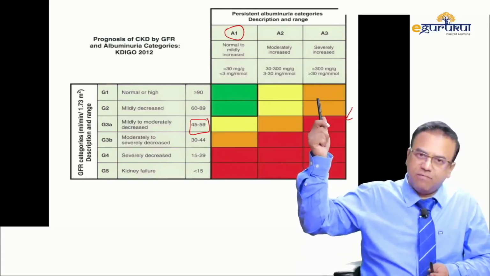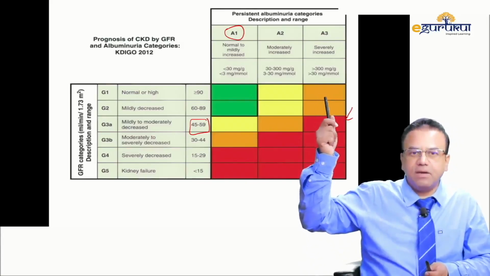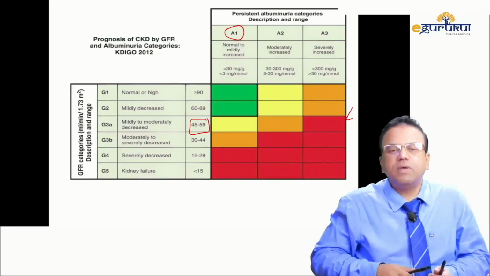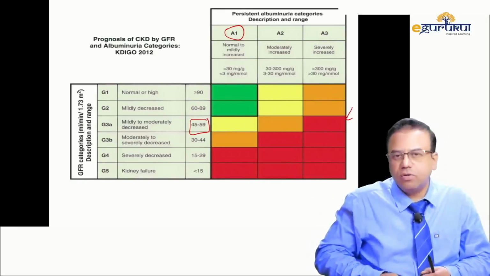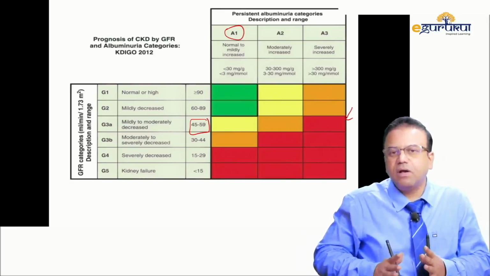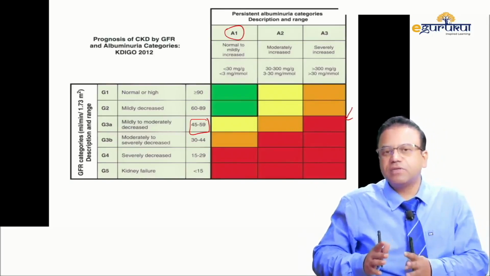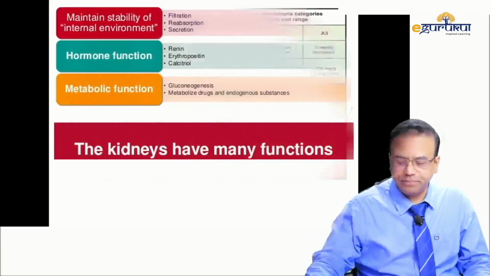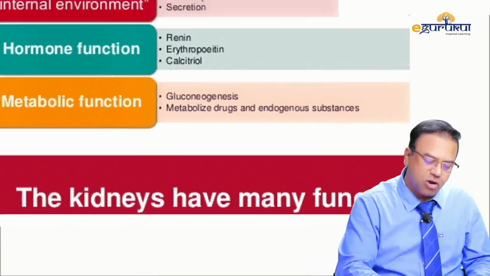So the moment you have significant albuminuria, this is already in a bad state and it is going to go into a red zone very soon, meaning it is going to be progressing very rapidly. So the idea is albuminuria is a bigger predictor of worsening in CKD and complications of CKD than the GFR level actually.